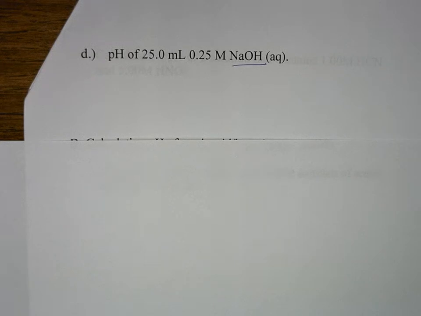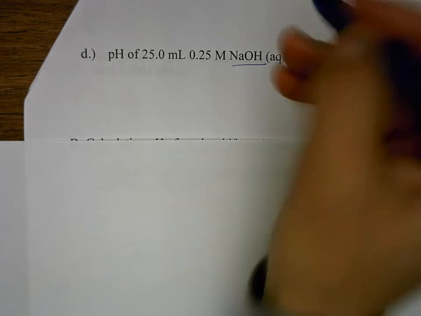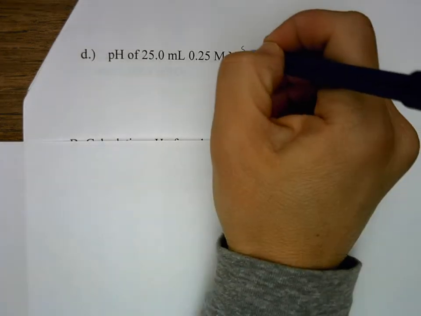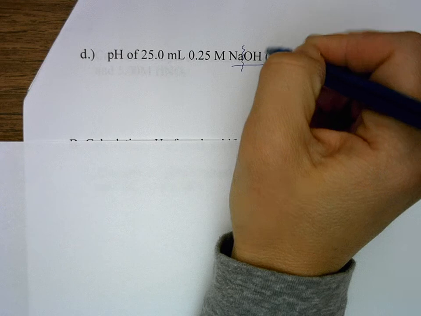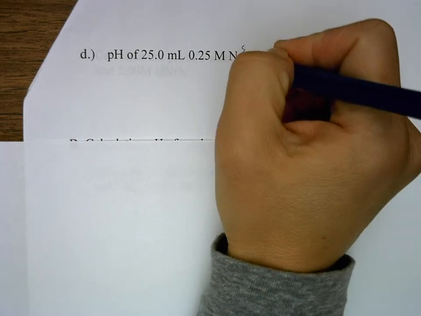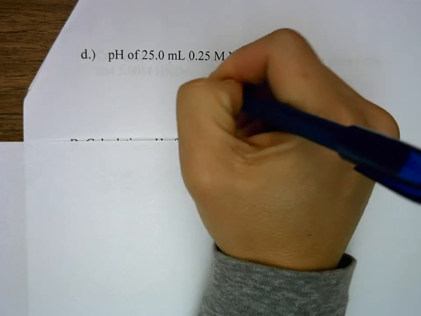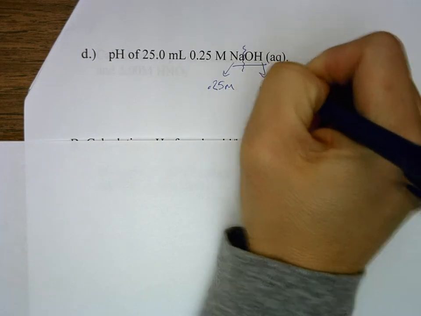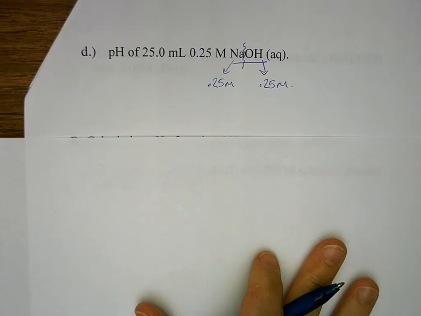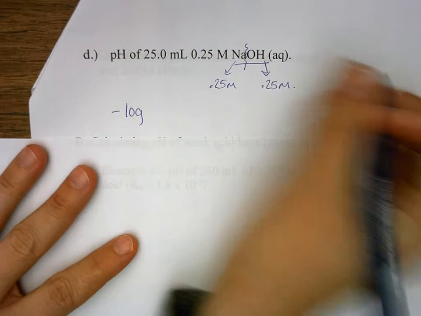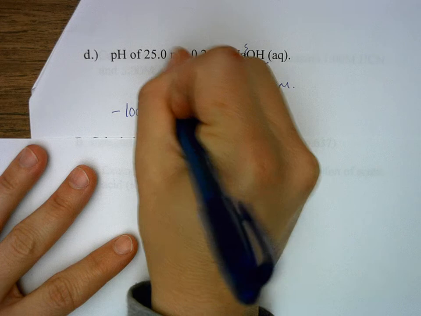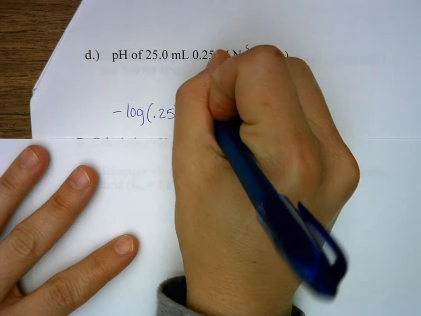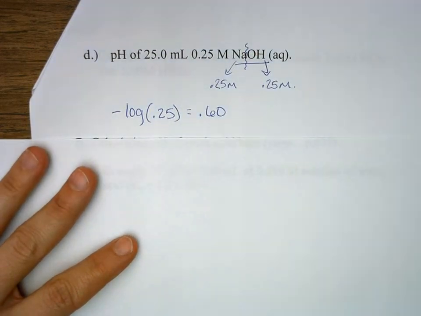So sodium hydroxide is a strong base, which means it fully dissociates, which means it's going to break apart into hydroxide ions and sodium ions. And I'll have 0.25 molar of each one. Okay, so what you can do is, if I negative log 0.25, that gives me 0.60. Is that the pH?